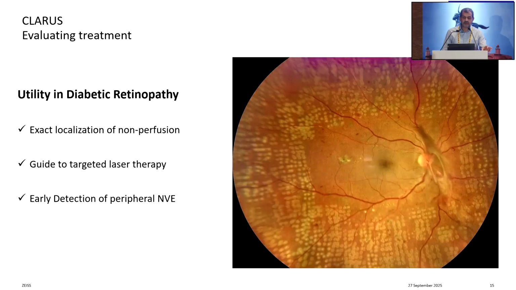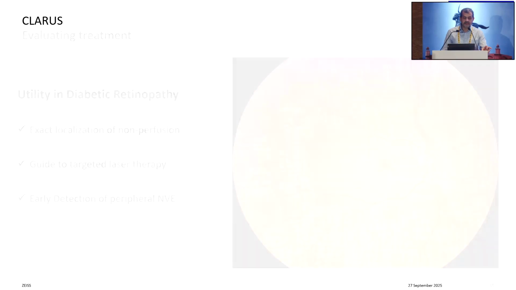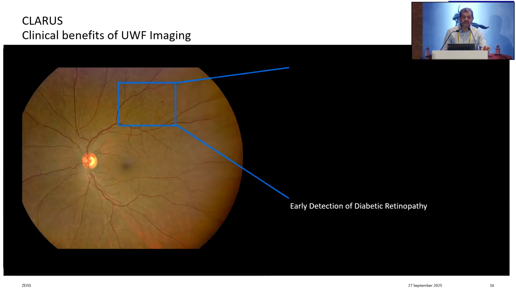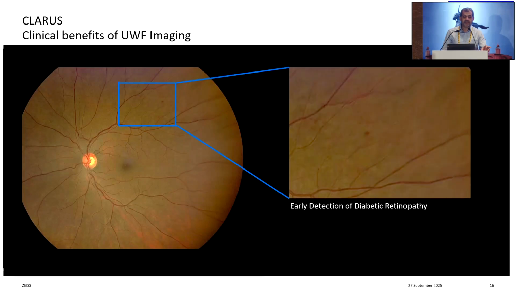This image shows very well done PRP with a multifocal spot laser. See a small hemorrhage in one of the quadrants, so one does not miss diabetic retinopathy, you can easily diagnose.